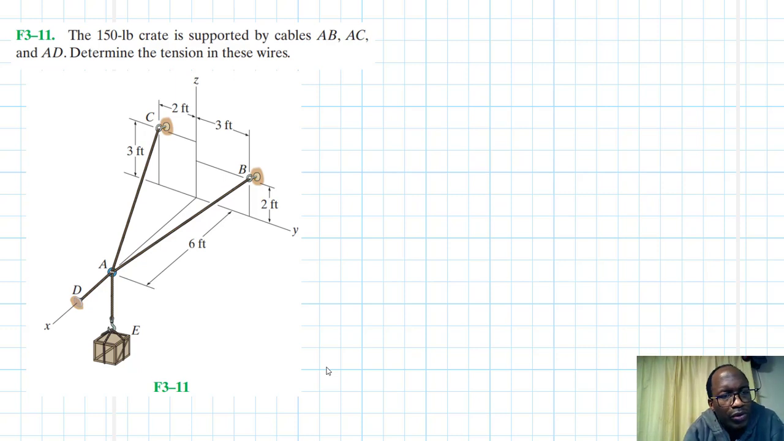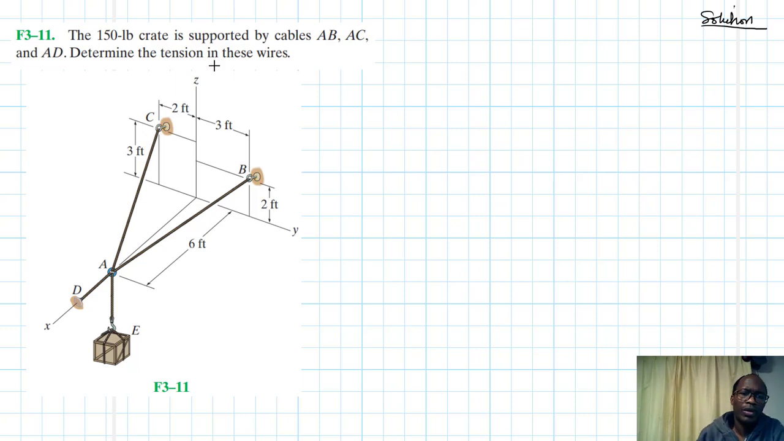Hello, I welcome you all to this another interesting screencast, and the problem reads: a 150 pound crate is supported by cables AB, AC, and AD. Determine the tension in these wires. This problem is coming from the Engineering Mechanics Statics textbook, 13th edition by R.C. Hibbeler.